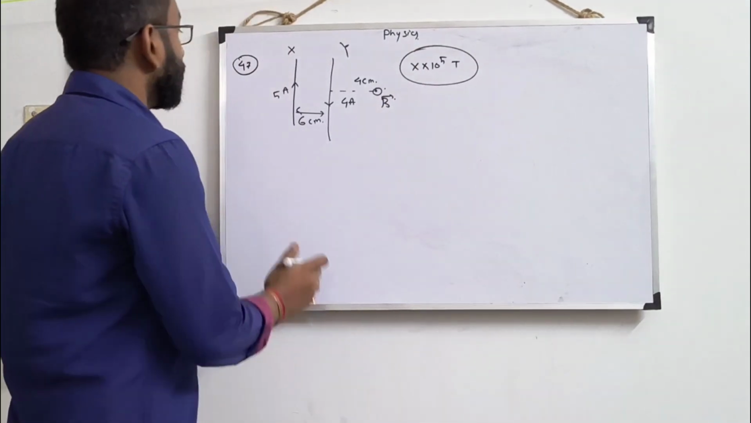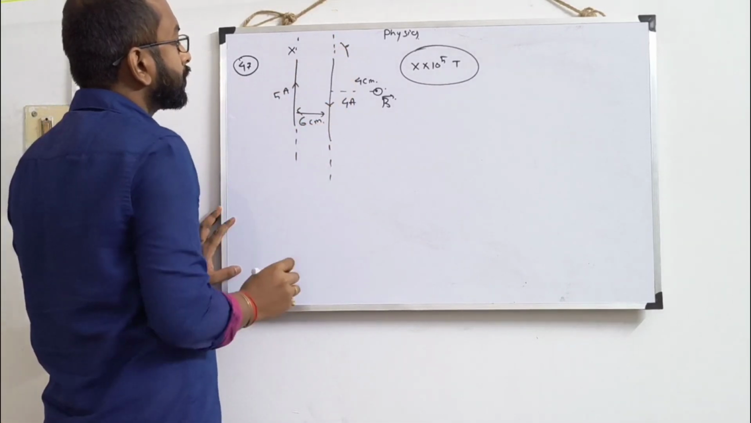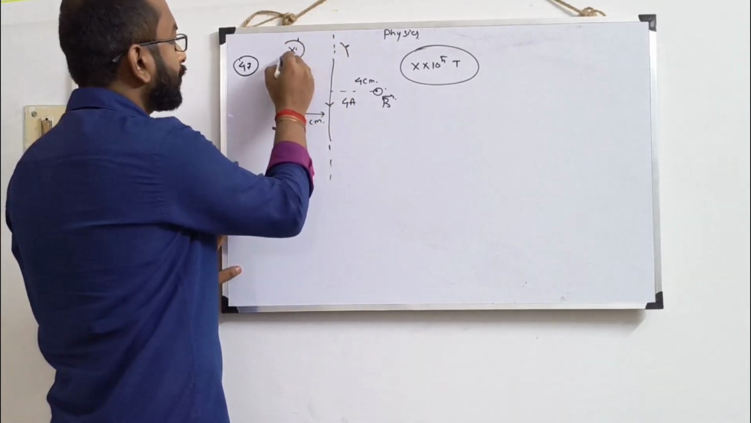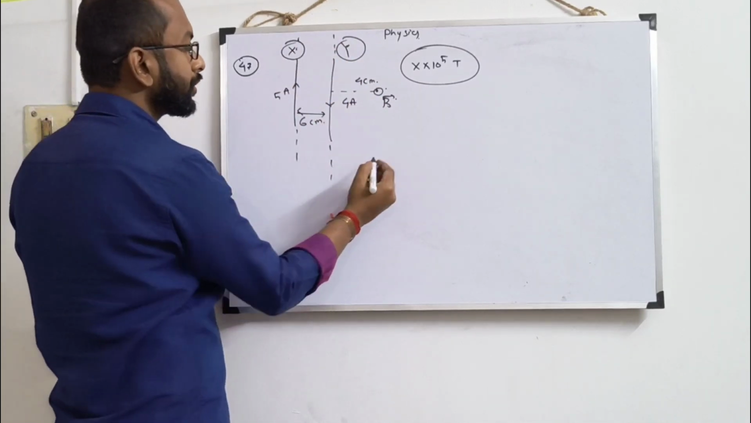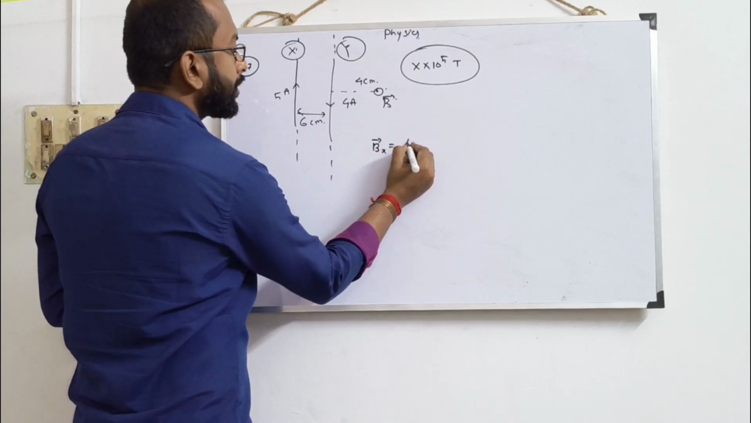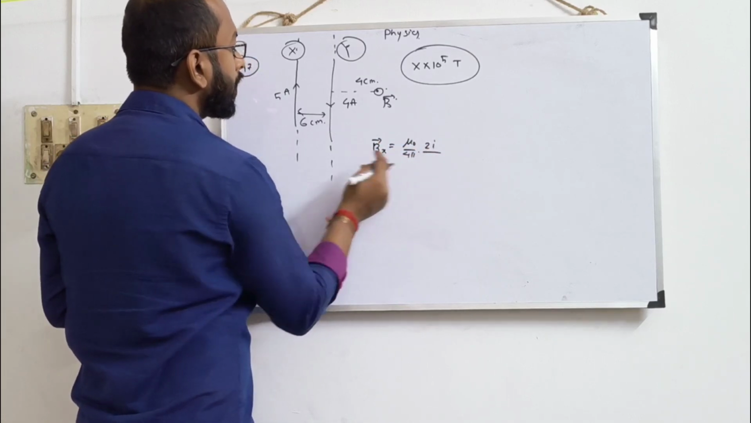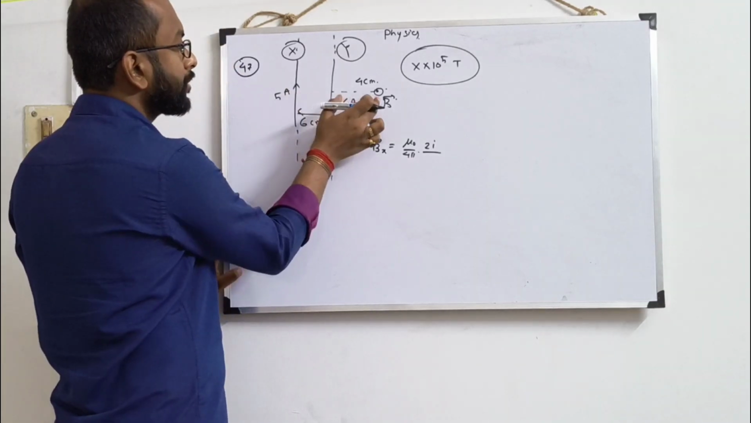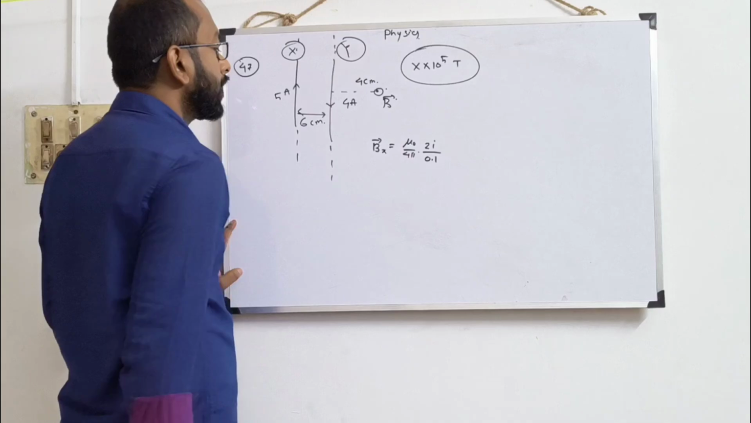See, due to this wire, it is an infinite wire in both the directions. So due to the x wire, the magnetic field at this point will be in the downward direction. So B due to x is mu naught by 4 pi 2I by R. R means the distance of this point from the wire, so 10 centimeter, which means 0.1 meter. We need to write the SI unit.